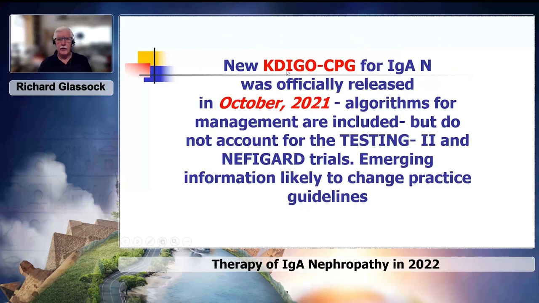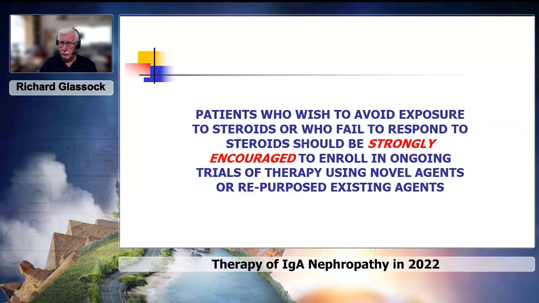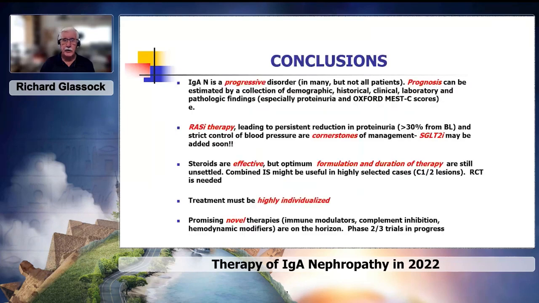You all know that a new CPG for IgA nephropathy was released by the KDIGO in October of 2021. And as I've just shown you, emerging information is likely to change these guidelines. But patients who wish to avoid exposure to steroids, or who fail to respond to steroids, should be strongly encouraged to enroll in ongoing trials of novel agents or repurposed existing agents.